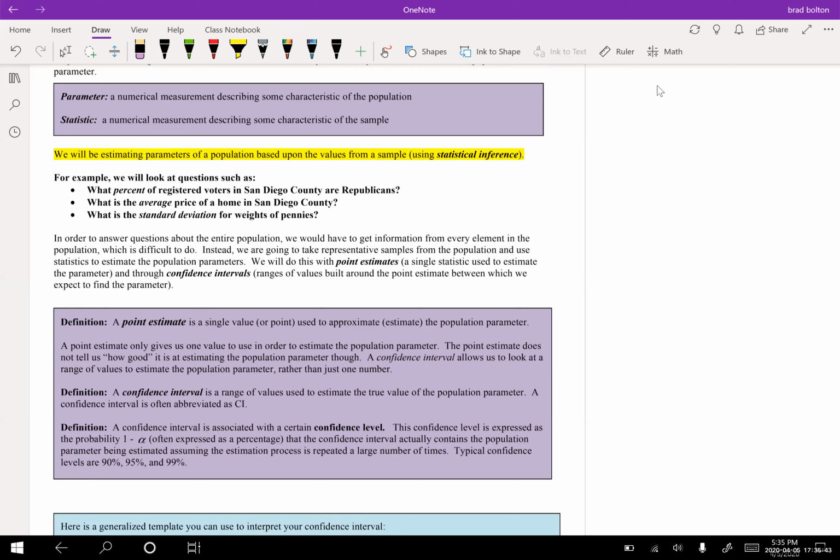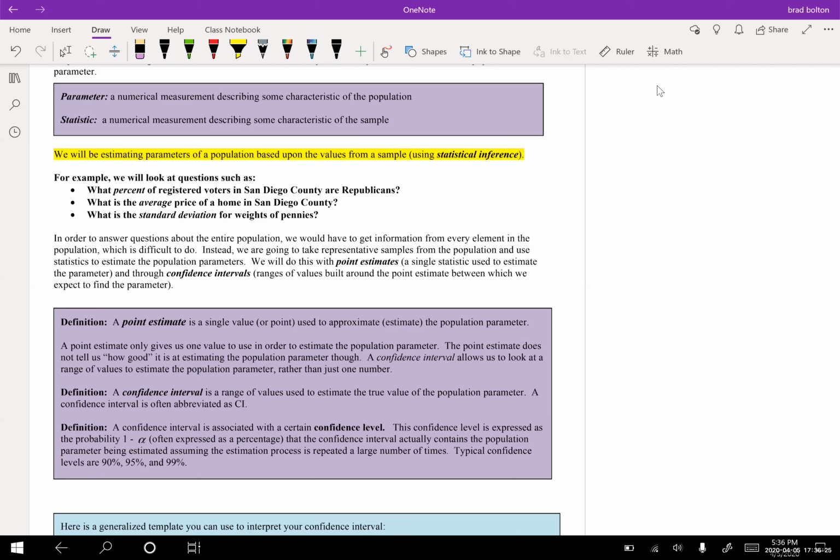Basically, we see here that a point estimate is a single value or point used to approximate the population parameter. So again, I don't want to say that I know for a fact that 20% of the population is going to get an A on this next exam. What I might say is that I would estimate that between 15% and 25% are going to get an A on the next exam. Now, I haven't told you what level of confidence I'm at. I just kind of made an assumption. So we're going to go through and try to back up what we're saying.